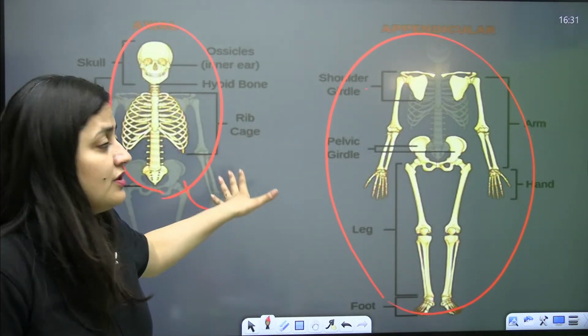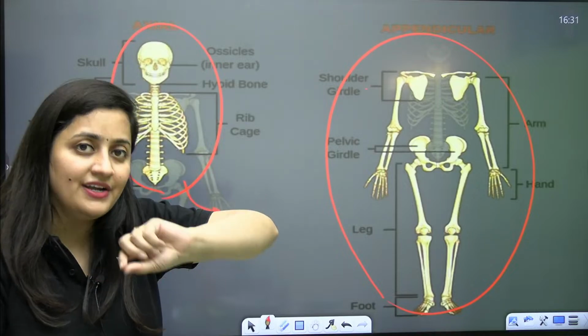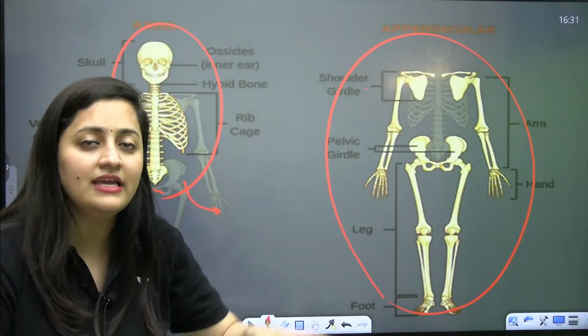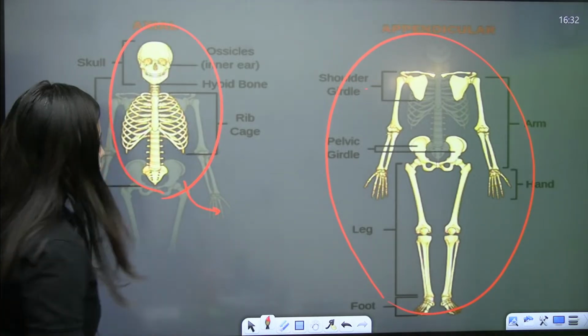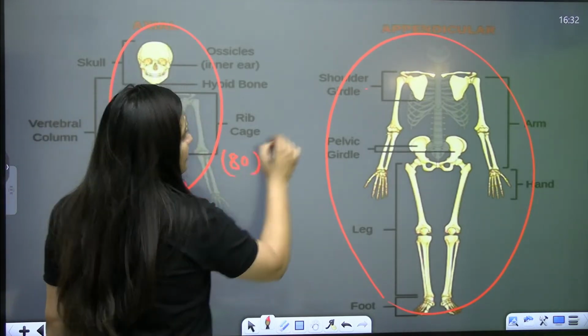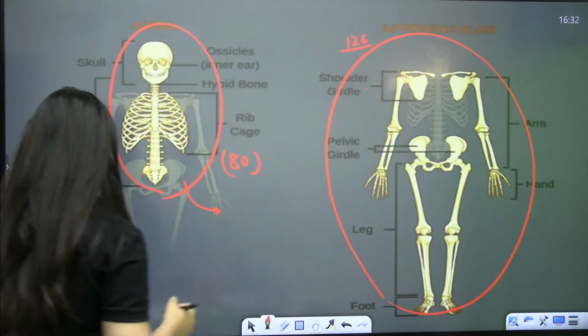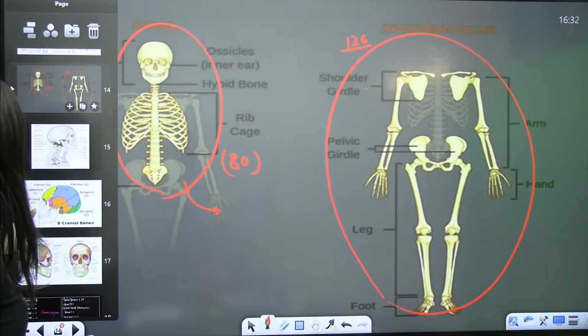And the questions on the basis of this topic, we are going to solve on our Unacademy platform. I will keep a special class for that. How many bones? Exactly. Total 80 bones are there in the axial skeleton. And here, total 126 bones. Excellent. So now let's start the skull part.